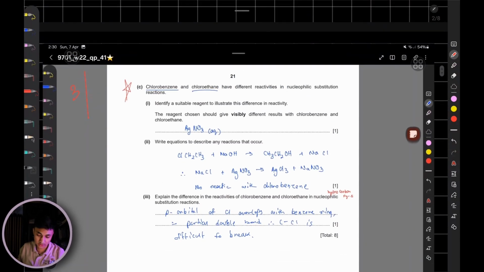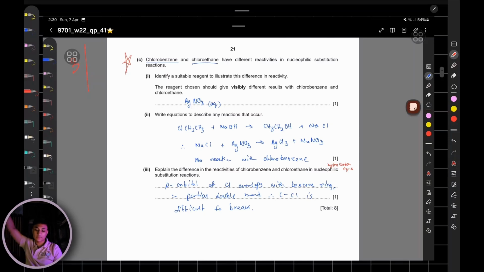Now for question 3, this is from Winter 22 paper 4.1, and part C is telling you that chlorobenzene, that is C6H5Cl, and chloroethane, CH3CH2Cl, have different reactivities in nucleophilic substitution reactions. Identify a suitable reagent to illustrate this difference in reactivity. The reagent chosen should give visibly different results with chlorobenzene and chloroethane.